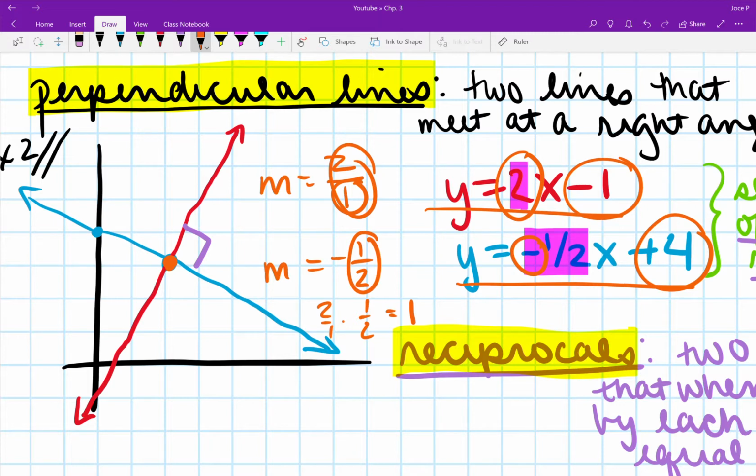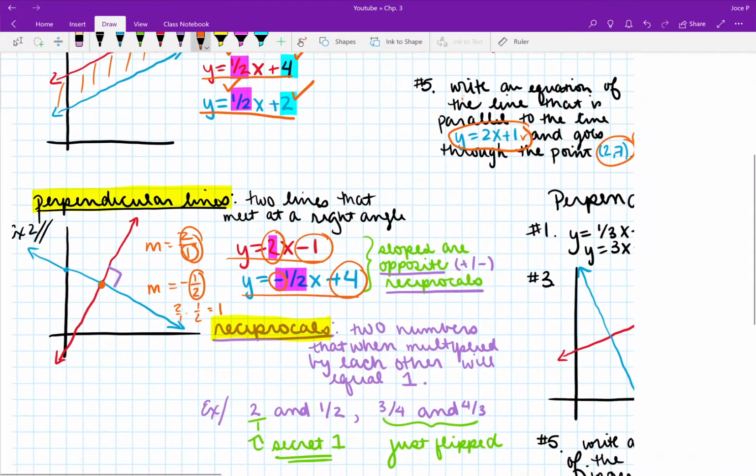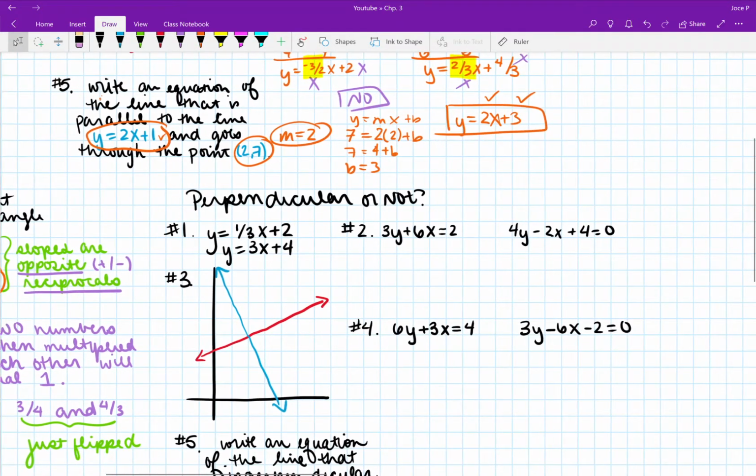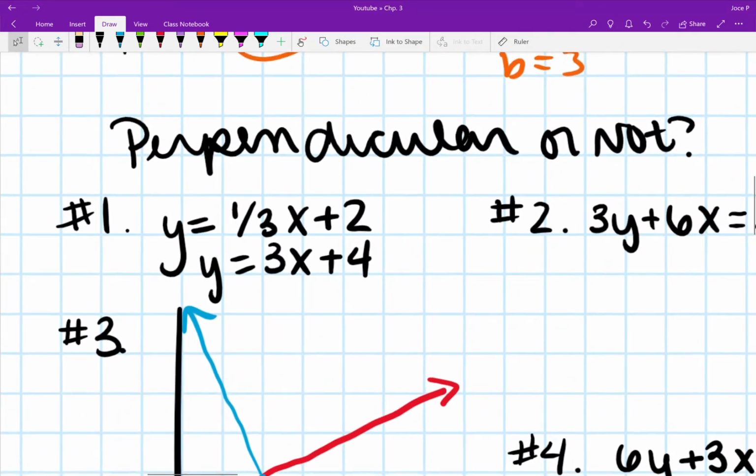So all you have to worry about is the fact that their slopes are negative reciprocals of each other. So basically, when multiplied by each other, they will equal negative 1. Okay, that's a lot, I know, so let's go through it. First one, is this perpendicular or not? Well, their slopes are indeed reciprocals, but they are not negative reciprocals, so this is not.